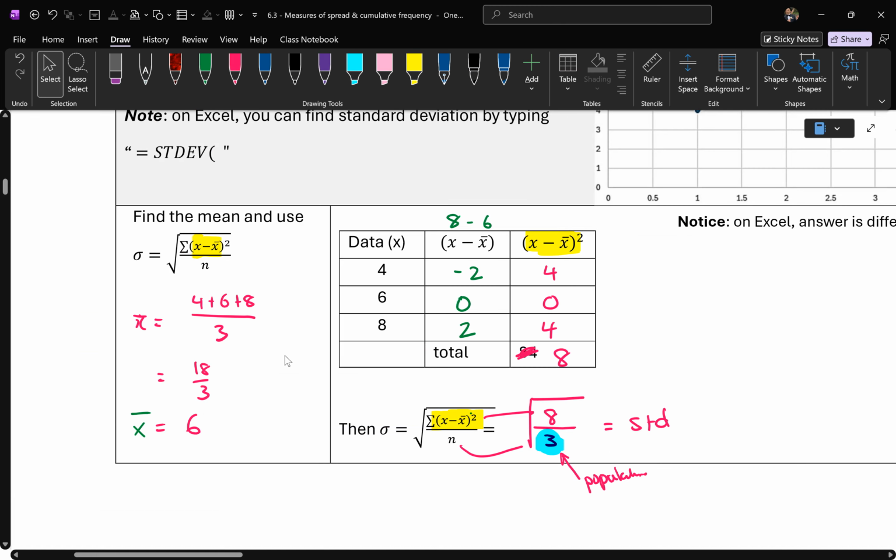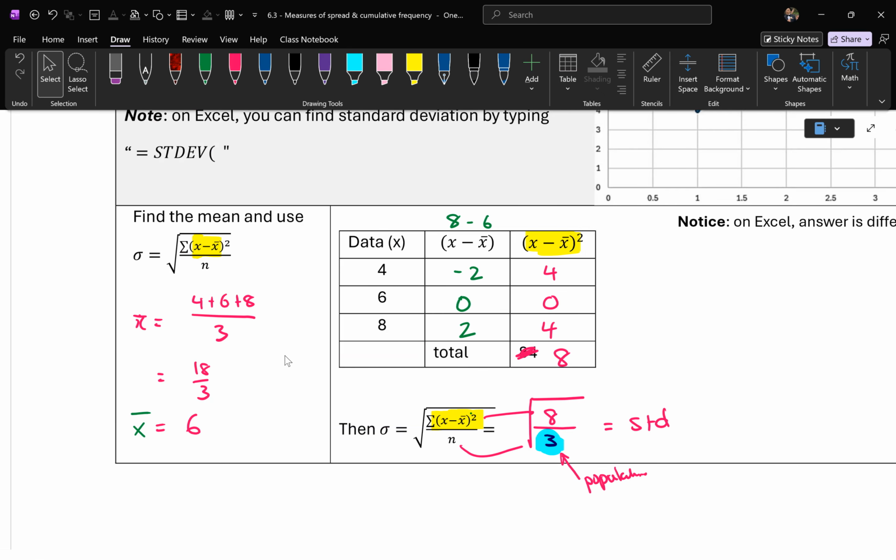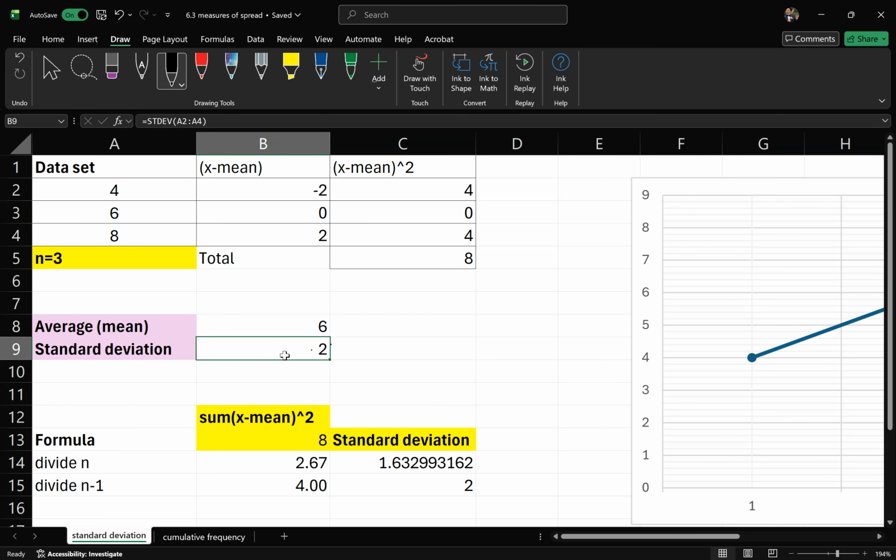Have a look at the notes. If you type on Excel this, equals STDEV. So for those who are doing Excel, equals STDEV, brackets of your calculation. So 4, 6, 8. It will give you number 2. See that? Number 2. But if you do the calculation, I'm trying to highlight a difference here.